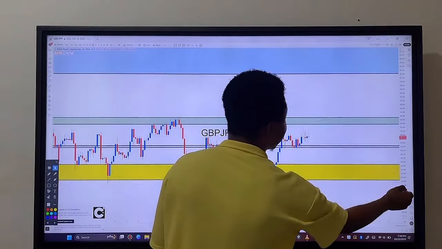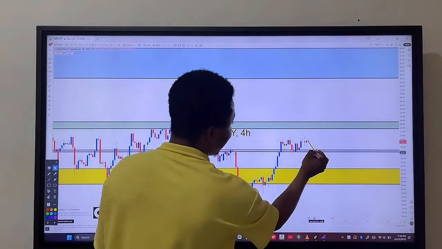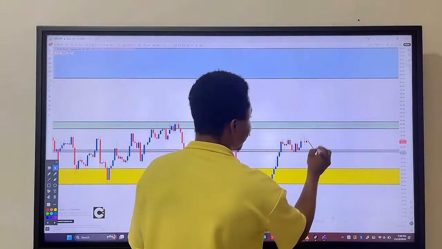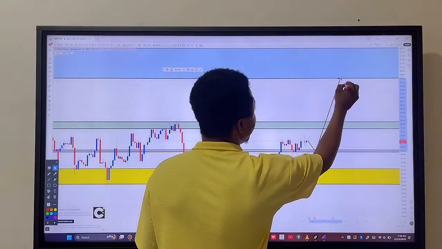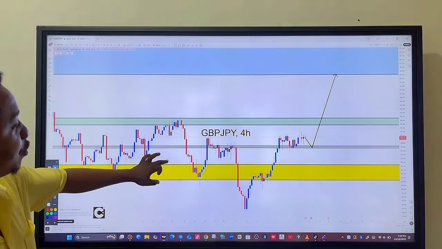Okay, you're expecting price to drop down again back to the support level or the 4H, where it can pick enough buy pressure to go all the way to the upside. So this is also the GBP JPY full and complete technical analysis.